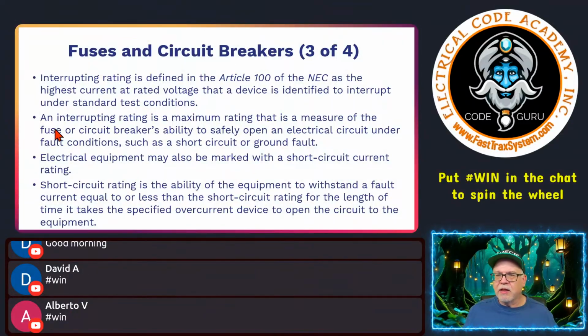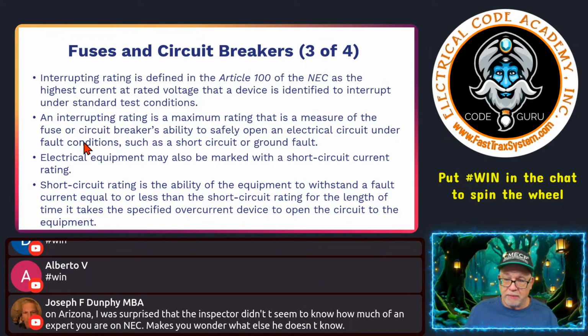Let's see here. Okay. An interrupting rating is the maximum rating that is a measure of the fuse or circuit breaker's ability. Okay. So we're talking about the maximum ability to safely open an electrical circuit under fault conditions, such as a short circuit or ground fault.